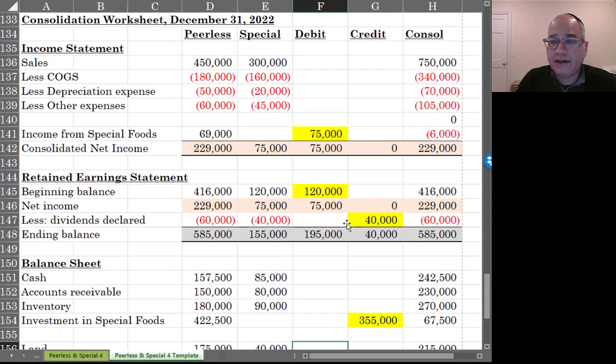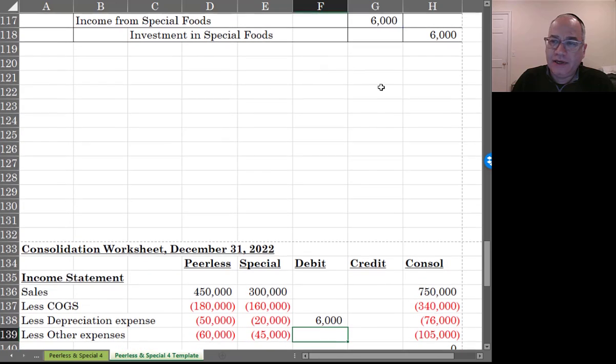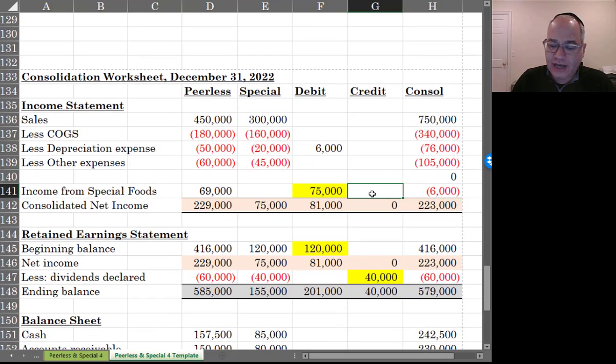Next, I'm going to adjust my income statement. And I don't have to worry about the inventory. I don't have to worry about impairing goodwill here because there's no impaired goodwill. All I've got is additional depreciation expense of $6,000. So I'm going to debit depreciation expense of $6,000, and I'm going to credit income from Special Foods also for $6,000.